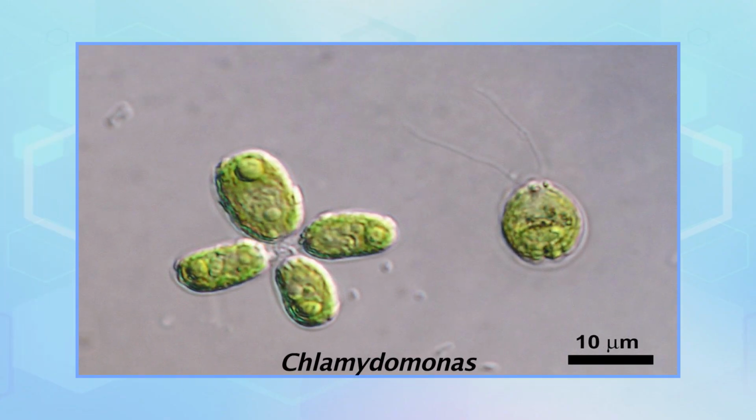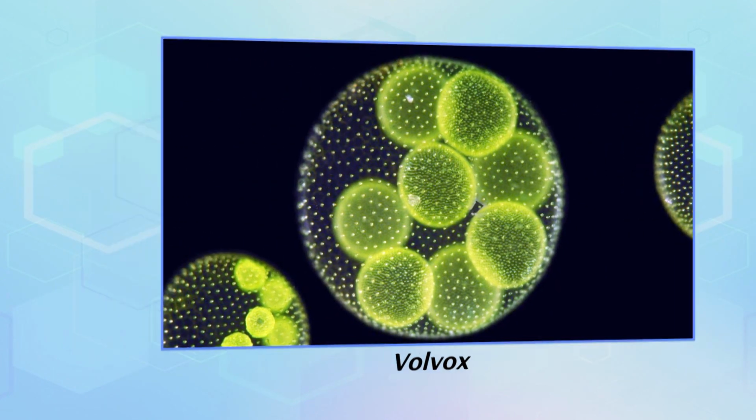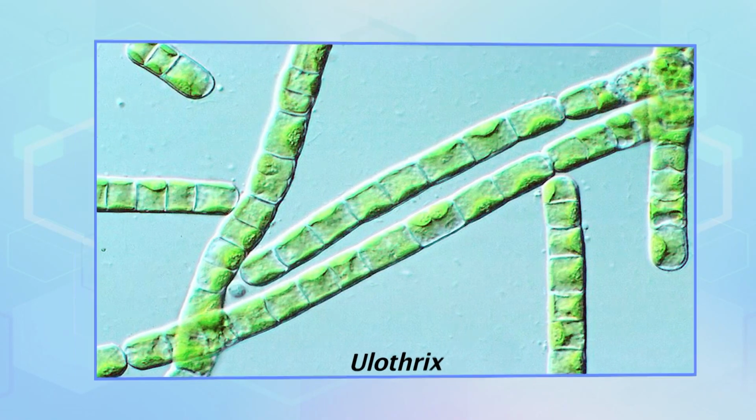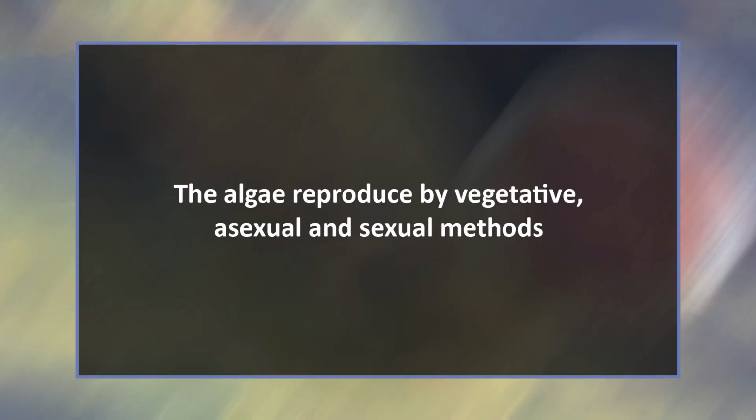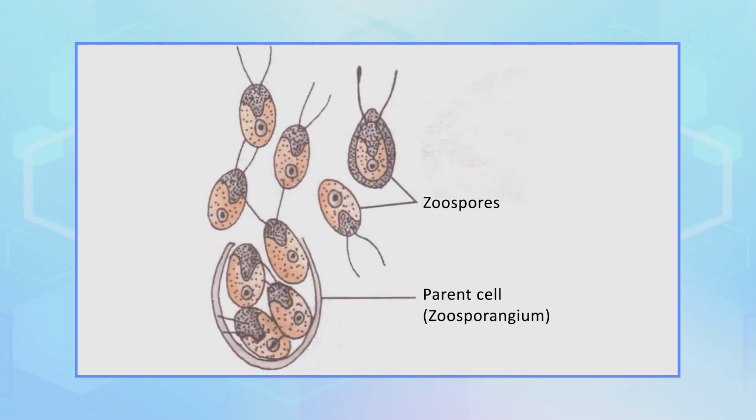The size ranges from the microscopic unicellular forms like Chlamydomonas to colonial forms like Volvox and to the filamentous forms like Ulothrix and Spirogyra. The algae reproduce by vegetative, asexual, and sexual methods. Vegetative reproduction is by fragmentation. Each fragment develops into a thallus. Asexual reproduction is by the production of different types of spores, the most common being the zoospores. They are flagellated, that's motile, and on germination give rise to new plants.